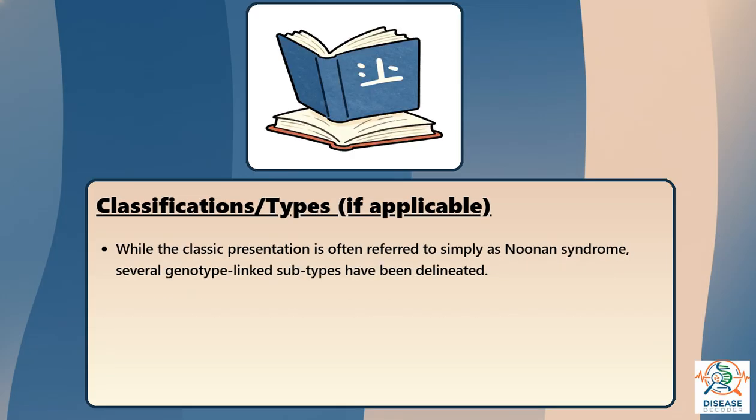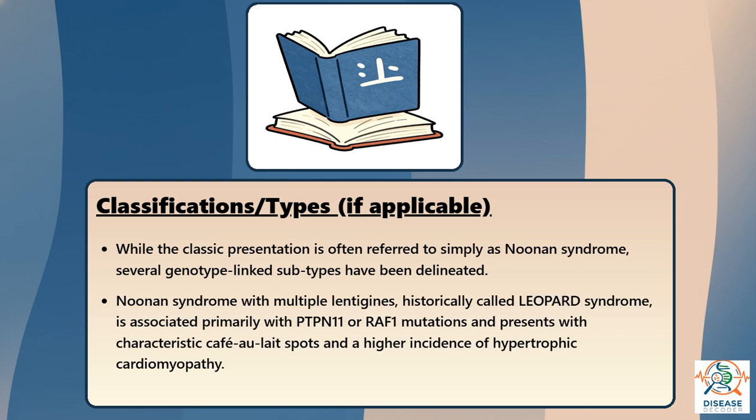While the classic presentation is often referred to simply as Noonan syndrome, several genotype-linked subtypes have been delineated. Noonan syndrome with multiple lentigines, historically called LEOPARD syndrome, is associated primarily with PTPN11 or RAF1 mutations, and presents with characteristic café-au-lait spots and a higher incidence of hypertrophic cardiomyopathy.